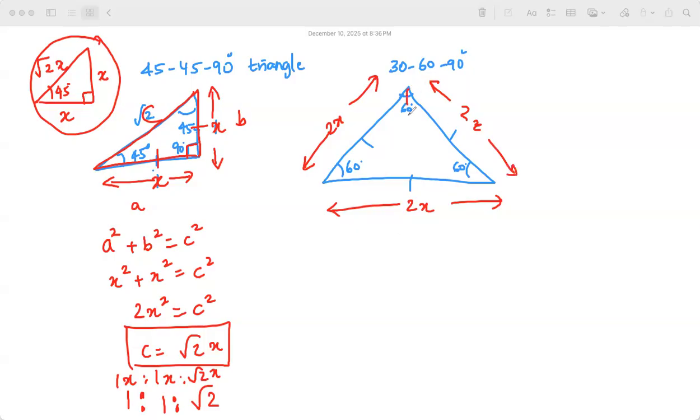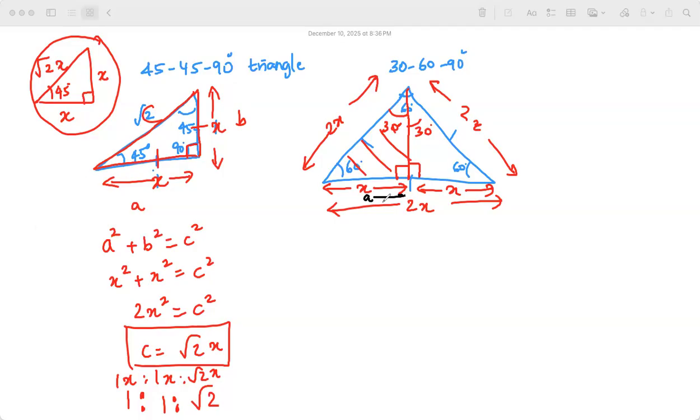Now I am going to draw an altitude. Altitude is also a median in an equilateral triangle. In this case, this becomes x, this becomes x, and the altitude is also the angle bisector. So there will be two 30, 60, 90 triangles, and since this is a right triangle, I can apply the Pythagorean theorem one more time.